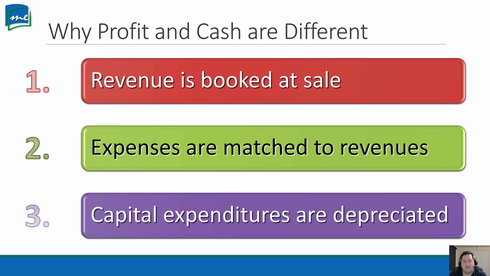So why are profit and cash different? Revenue is booked at sale. So that's when you actually make that transaction and pay for it. And if you go to Walmart, they don't actually mark it as revenue until you pay at the cash register. Expenses are matched to revenues. So expenses need to have some reason why they're an expense. If you have an expense and you're not bringing in any money, there's a problem because your cash is going to decrease. And you won't be able to use that cash for other things.